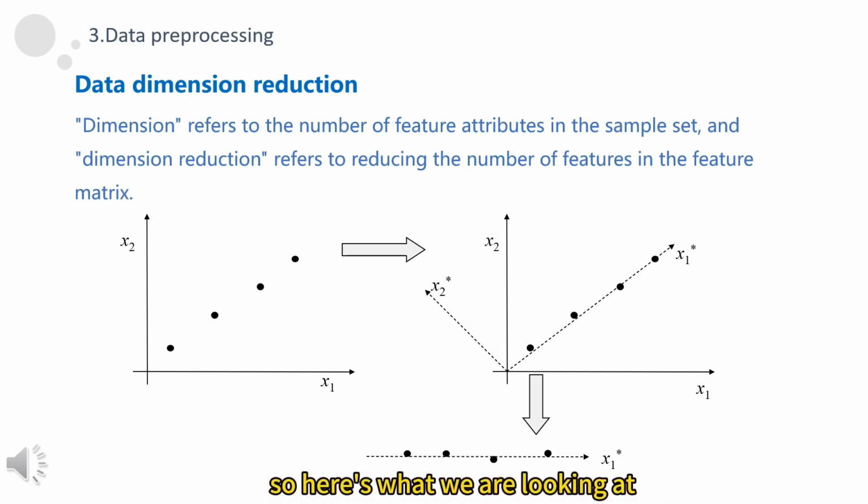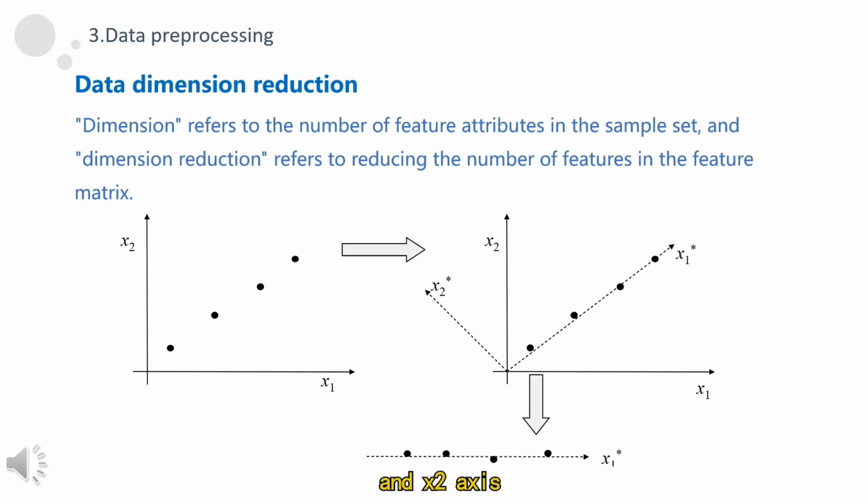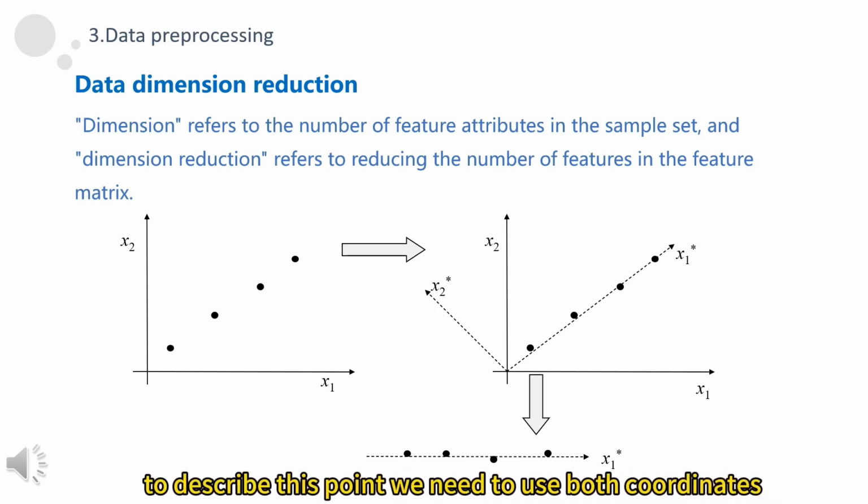So, here's what we're looking at. Picture a two-dimensional graph with a right-angle coordinate system. You see that in the first quadrant, there are a bunch of data points hanging out between the x1 and x2 axes. To describe these points, we need to use both coordinates.